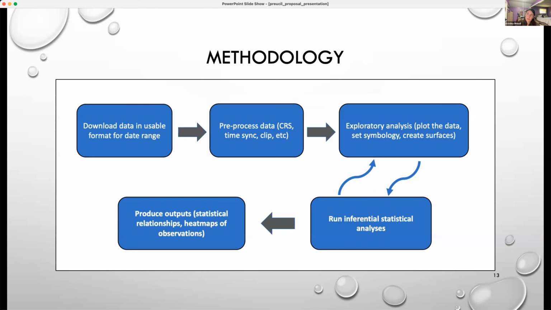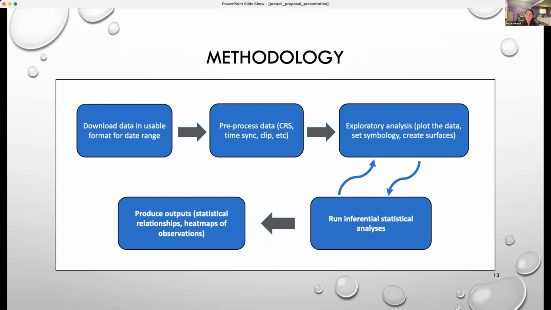So just to give you a brief overview, a roadmap of my methodology. First, we'll be beginning by downloading the data in a usable format and for the proper date range. As a reminder, that's going to be August 30th through September 1st, just to encompass all of the days that the Tampa Bay area was getting rainfall from Idalia.